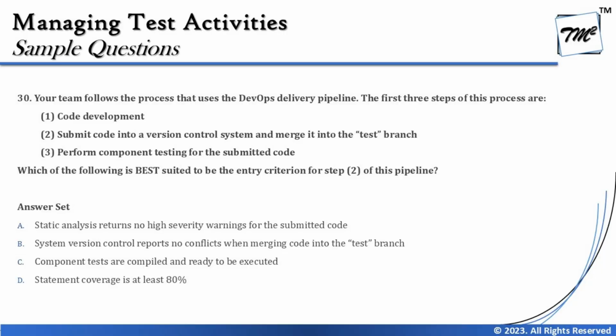The very first question for today is question number 30, and it says your team follows the process that uses the DevOps delivery pipeline. The first three steps of this process are: 1, code development; 2, submit code into version control system and merge it into the test branch; and 3, perform component testing for the submitted code. Which of the following is best suited to be the entry criterion for step 2 of this pipeline?